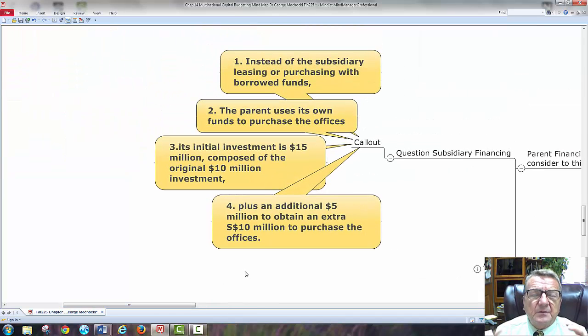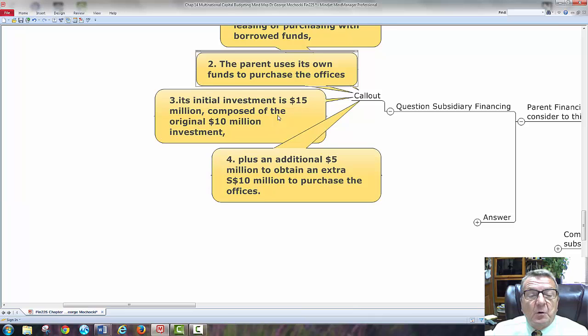Remember, the book has it, and we'll talk in the class. Just as a reminder, instead of the subsidiary question, the subsidiary is financing. Instead of the parent doing the financing, the subsidiary is going to be doing it. Instead of the subsidiary leasing or purchasing with borrowed funds, the parent uses its own funds. I'm sorry, the other way around. The parent uses its own funds to purchase the offices.